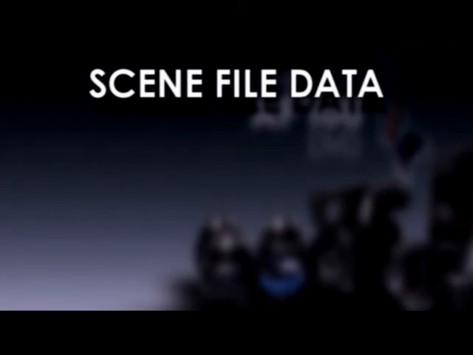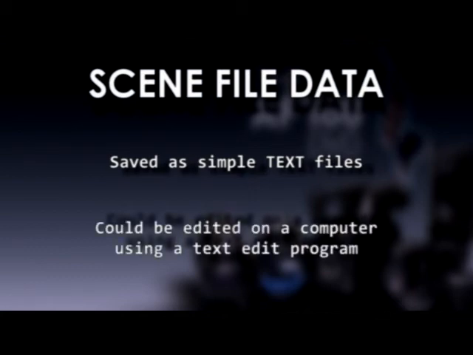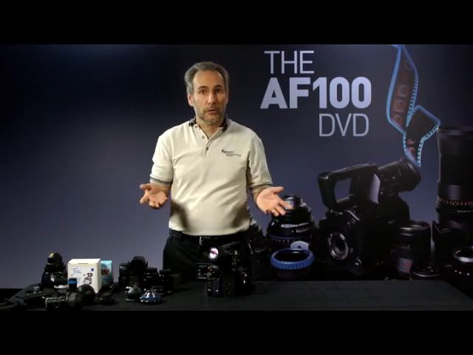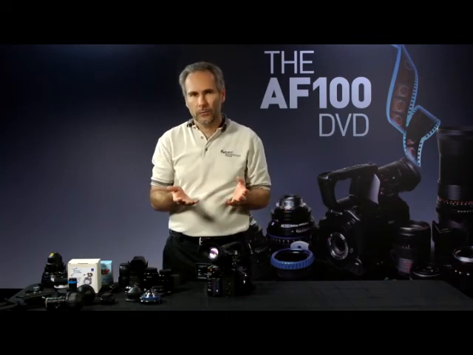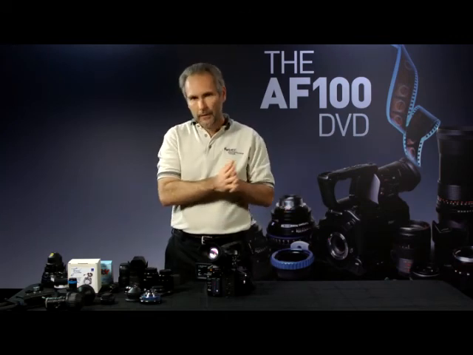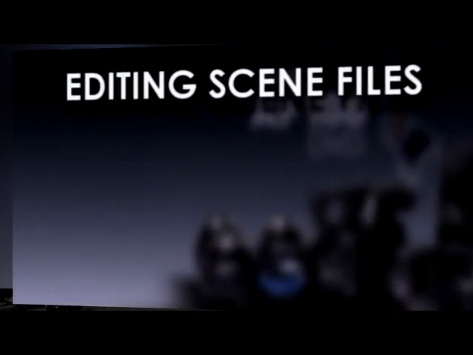So yes, you can save these names, and these scene files, as they're saved on the memory card, they're just text files. You could edit them with a computer using Notepad or something like that. Bring it up and actually make changes if you wanted to. There's no hacking you can do, unfortunately, on this camera. We've found things you could change on prior cameras, but not on this one.